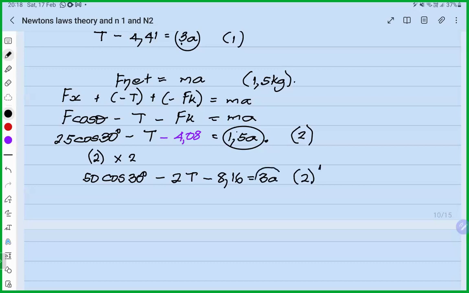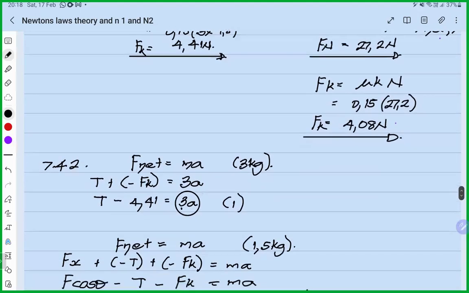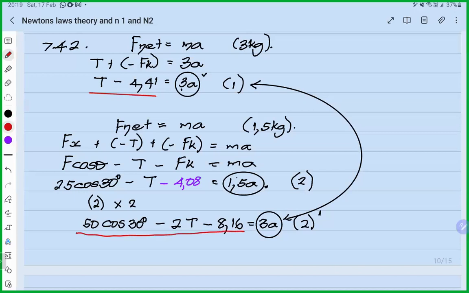I've got 3a on this side, gentlemen and ladies. And I've got 3a on my right-hand side here as well. So I can now take these two equations, which have both 3a on the right-hand side, and I can equate them to each other. So this left-hand side here and that left-hand side there are now going to be equal to each other. And I can solve for t without solving for a. So you have to be pretty smart with the maths at the end of the day as well, right? Because we don't really teach you simultaneous equations. We expect you to know it from grade 9 and grade 10.